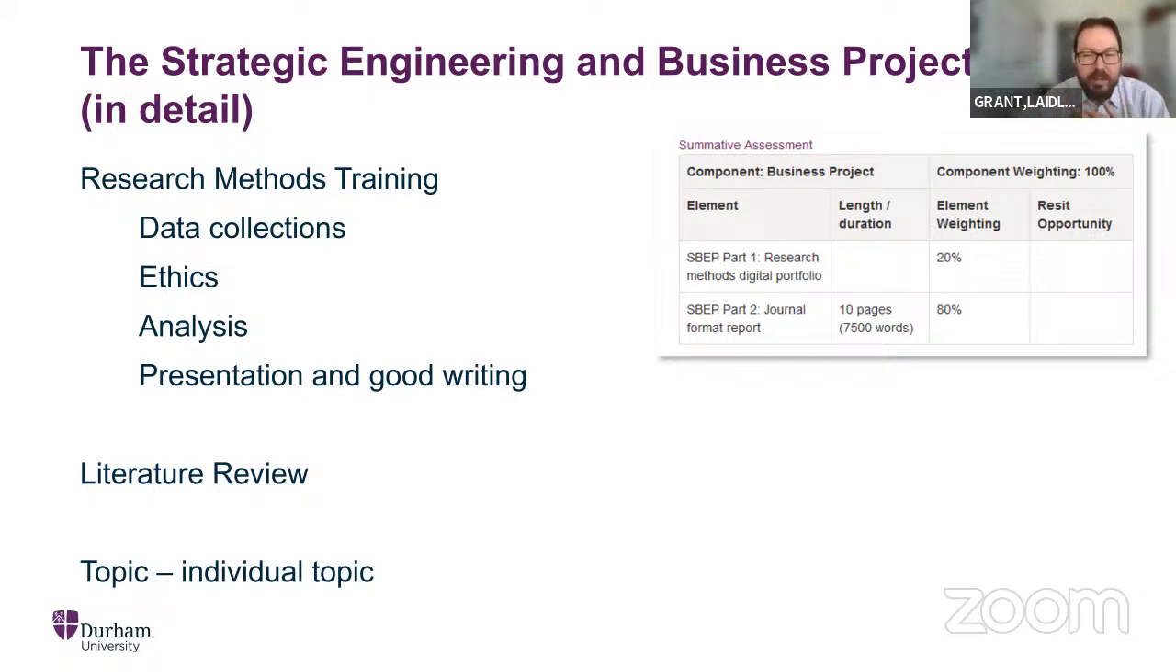It's assessed by two means. You have a research method digital portfolio, which includes a literature review, and then at the end of the day, you produce a 10-page journal format report about your topic. The topic itself, we've moved towards having individual topics where people suggest their own. Originally, we were going to have everyone address the same topic, but we had such diversity in the cohort that really everyone wanted to do something related to their own activity. Some people are sponsored by companies, and they wanted to do something related to that, and so on and so forth. So you get to decide what your own topic is as you go through this strategic engineering and business project, which is very exciting.